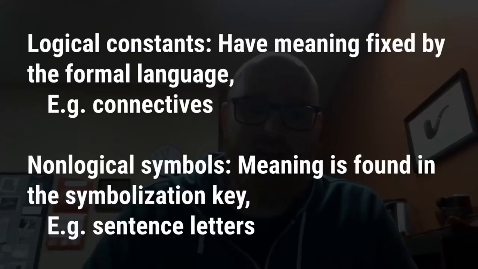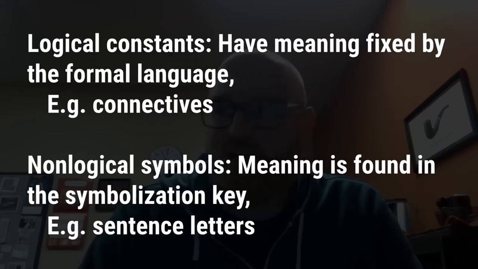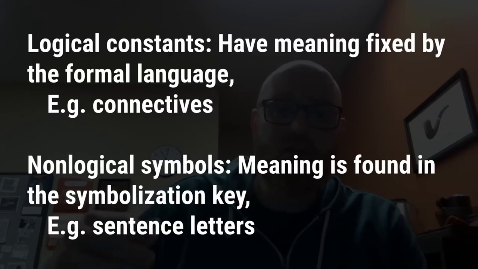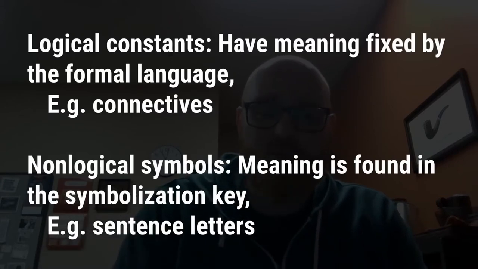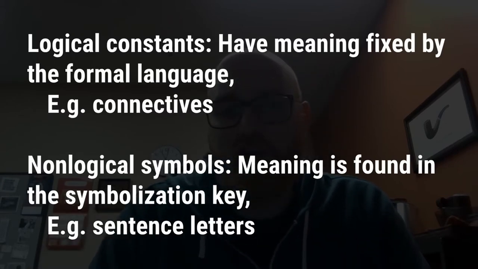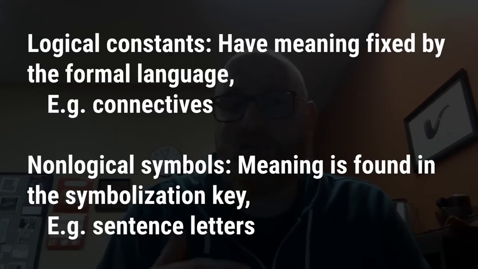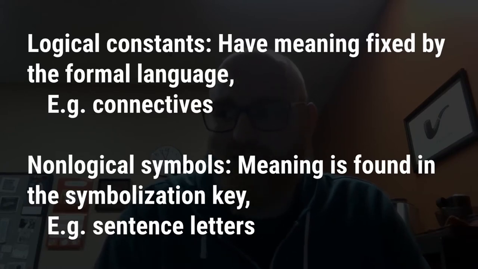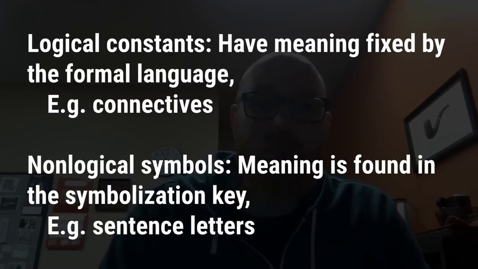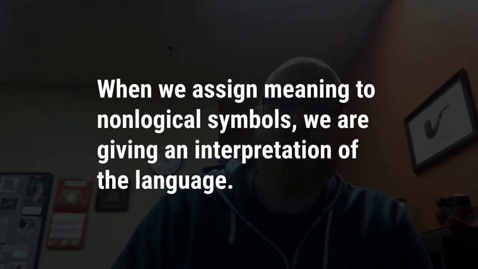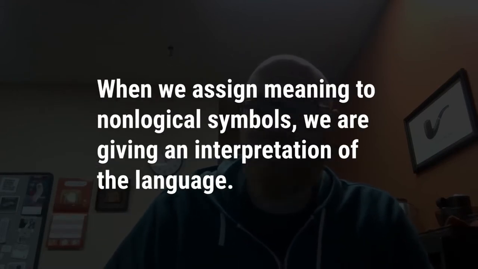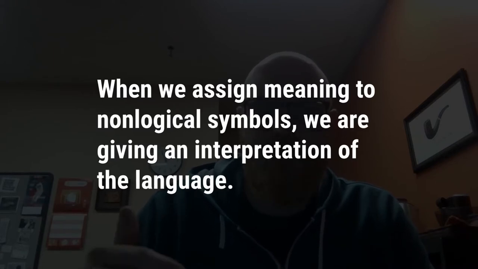These are things that have meaning that is fixed by the formal language itself, like our connectives, disjunctions, conjunctions, that sort of thing. Then we have B, non-logical symbols. And these are those things where the meaning is found in the symbolization key, right? So sentence letters.